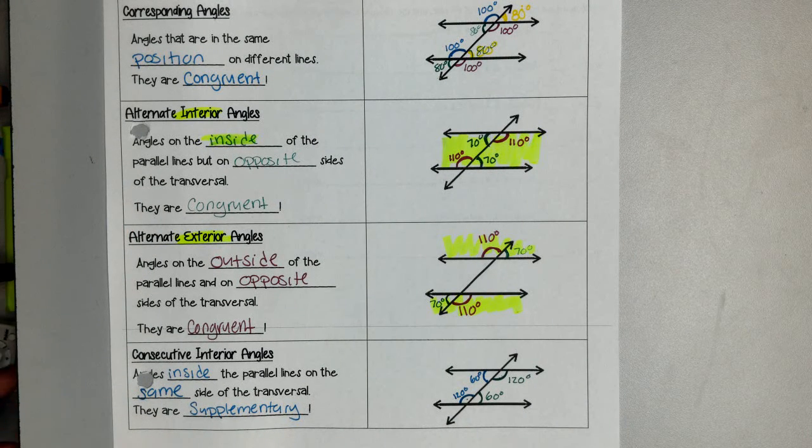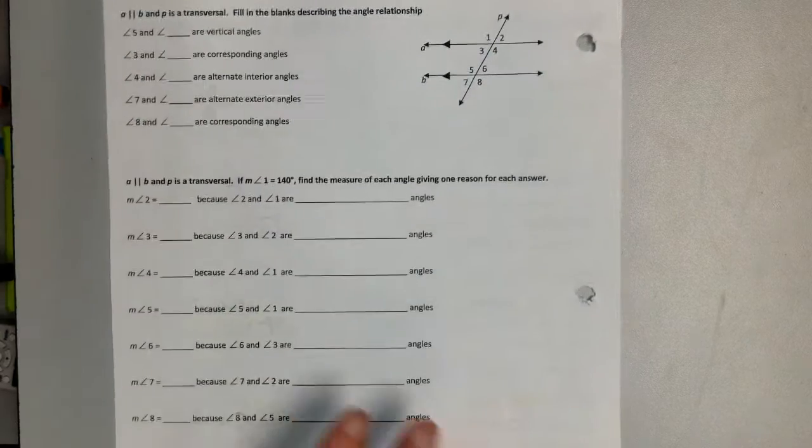There is such a thing as consecutive exterior angles. I don't know why it's not on these notes. It doesn't really show up anywhere. But consecutive exterior angles would just be the ones on the outside. So like this one and this one, those are consecutive exterior. These are consecutive exterior. But don't worry about that too much. All right, so these 4 angle relationships, use them to answer all the questions on the back.